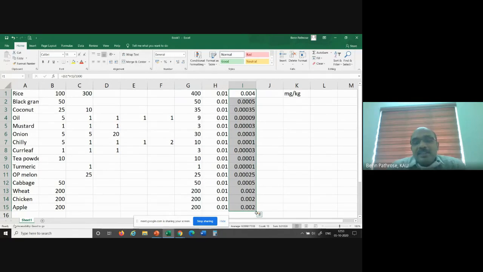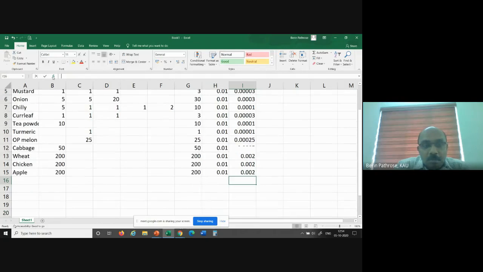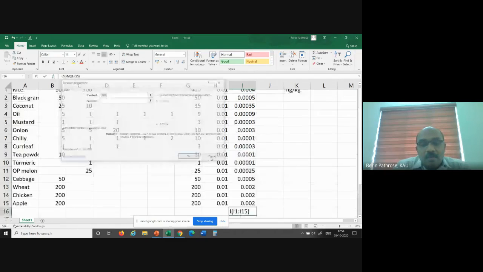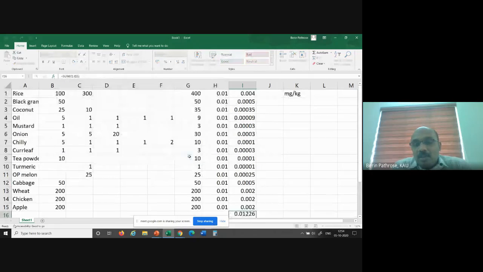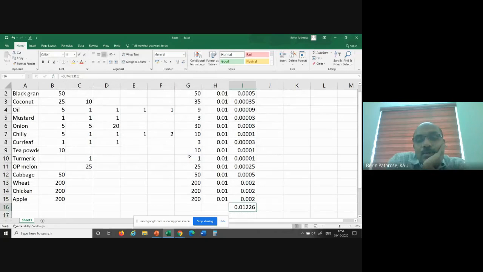Okay, this is the quantity of quinalphos Shikha has consumed yesterday through different diet. I will sum it up. Okay, Shikha has consumed 0.01226 ppm of quinalphos yesterday all through the diet, and from the entire diet she has consumed yesterday.